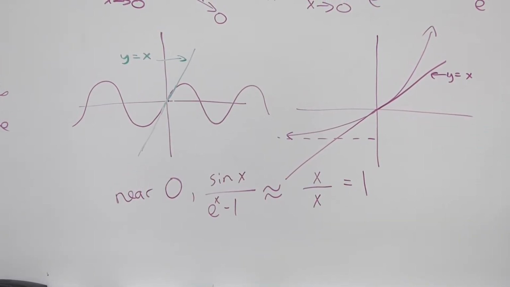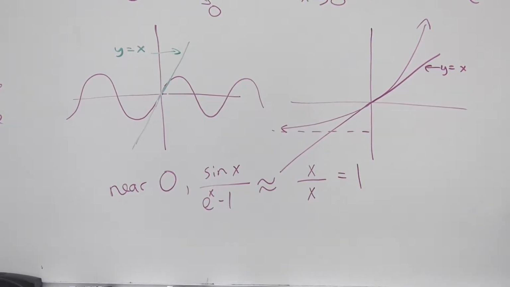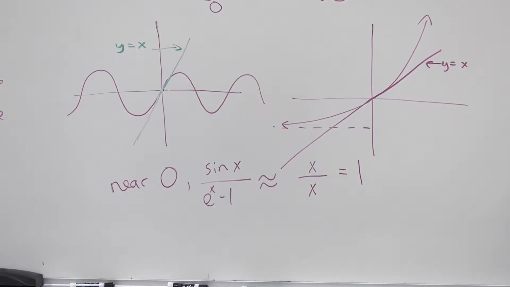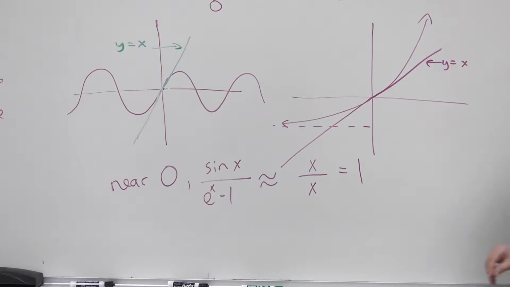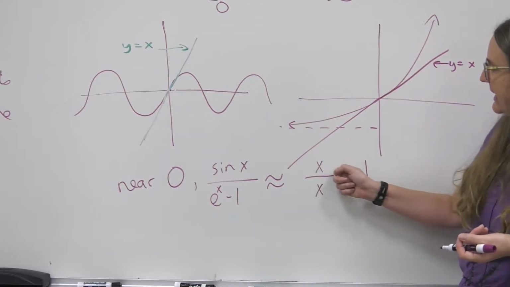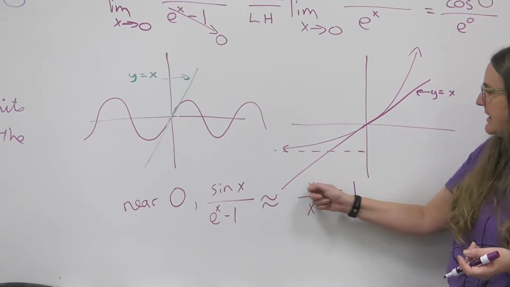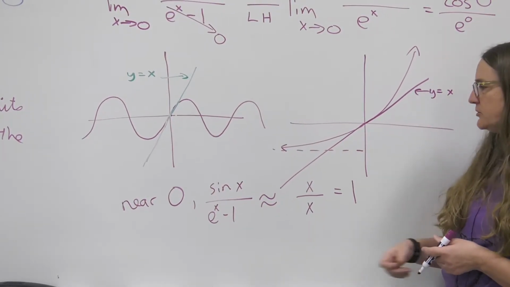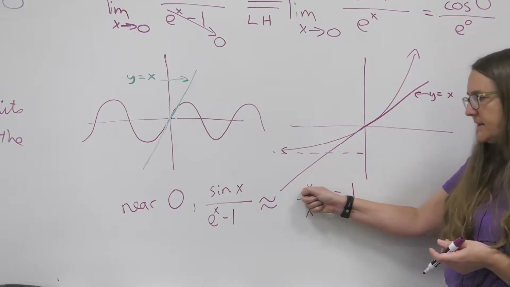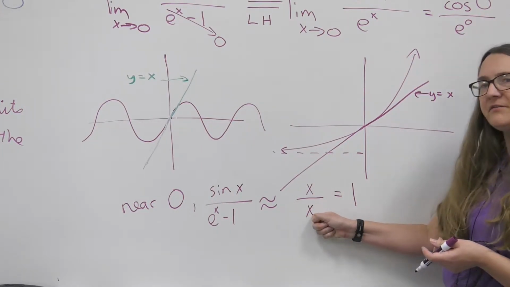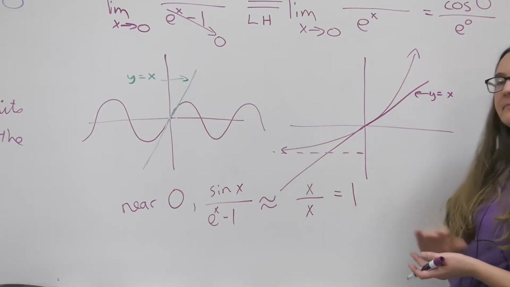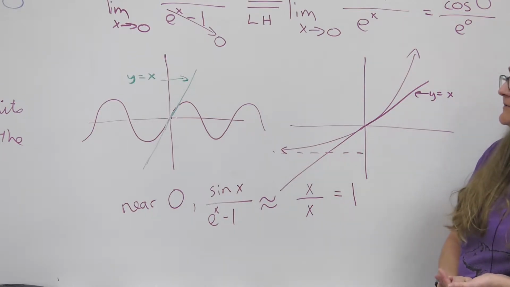And as long as I'm looking at functions that are equal to 0 at some point, the ratio of the tangent lines at those points is going to just be the ratio of the two derivatives. Notice this is 1 copy of x over 1 copy of x. The x's cancel out, and I'm left with just the ratio of those derivatives.